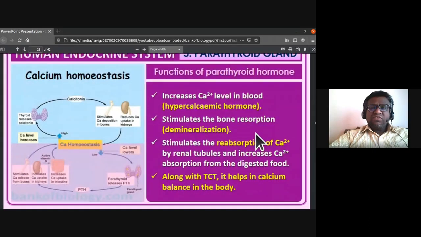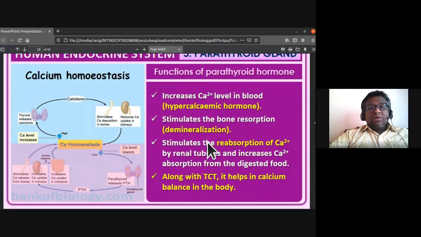What are the functions of PTH or parathyroid hormone? They help in the maintenance of calcium homeostasis, that is the balance in the amount of calcium within our body, which is brought about by this parathyroid hormone. Whenever there is an increased calcium ion level in blood, this hypercalcemic hormone stimulates bone reabsorption or demineralization of bones. That is also brought about by the parathyroid hormone.